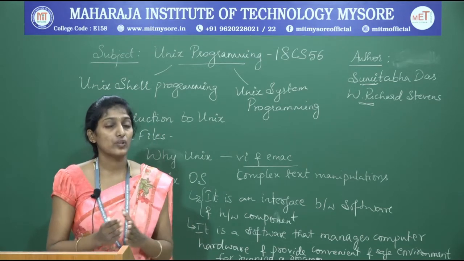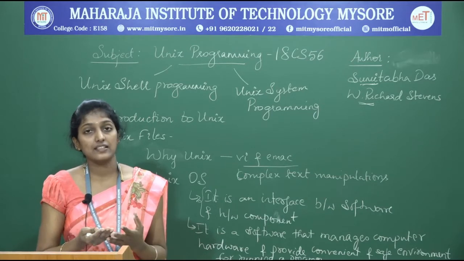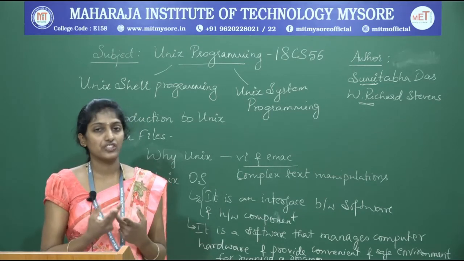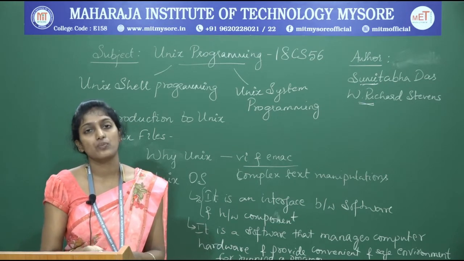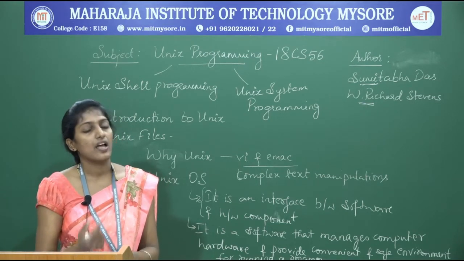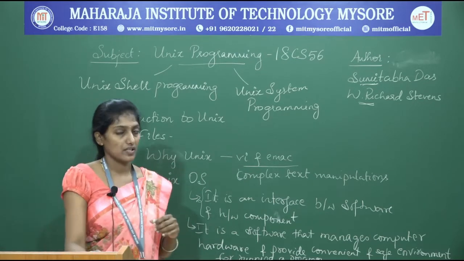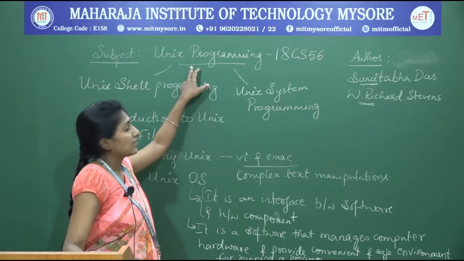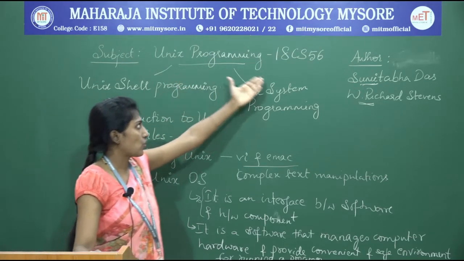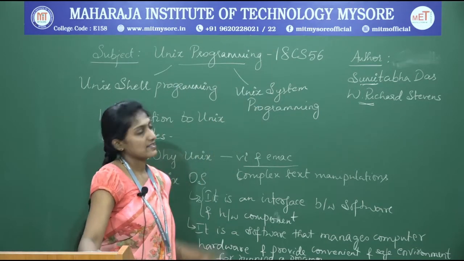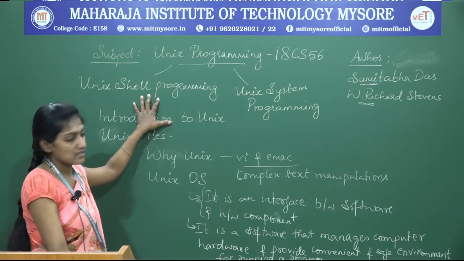Because in Unix programming we are going to understand two different concepts. One is shell programming or shell script, and the other one is system programming. Unix system programming and Unix shell programming. Since we are going to understand these two concepts in the subject, the name is Unix programming, and the subject code, as you all can see, is 18CS56.